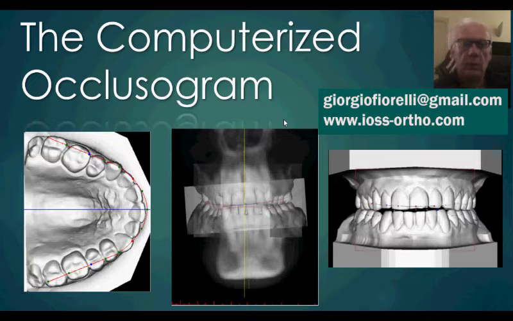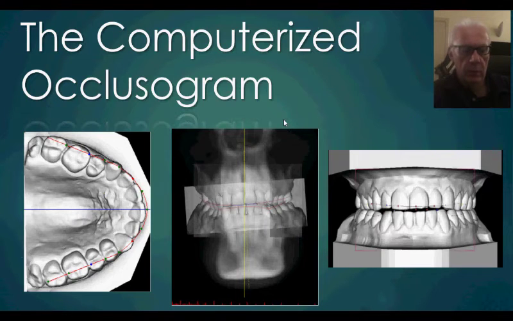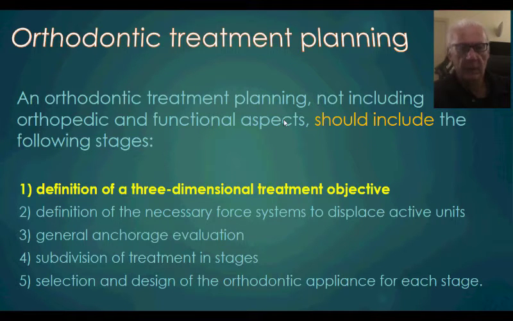Video I would like to introduce to you the computerized occlusogram. What is the occlusogram? The occlusogram is something that we do in order to define, in as much detail as possible, the treatment goals of our orthodontic treatment. In orthodontic treatment, I would say that the definition of a 3D treatment goal is of extreme importance. And it's the first step you do in all cases where you need a very well-defined treatment, and if you want to achieve as predictable results as possible.